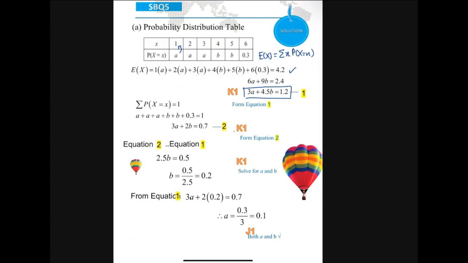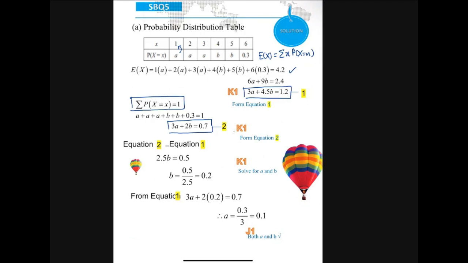And then for the second equation, always remember the basic properties of a discrete random variable. The summation of each probability must be 1. So sum up each of the probabilities in the table as 1, and then we get a second equation: 3a plus 2b is 0.7.